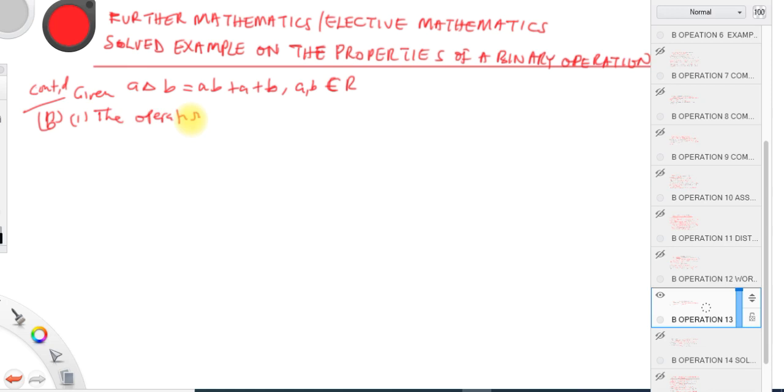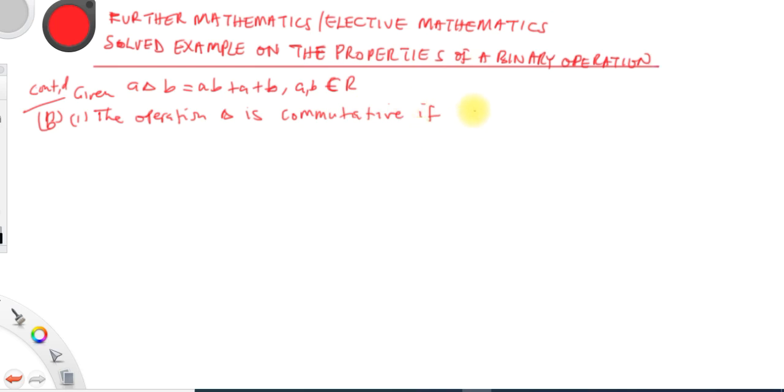So we say that the operation triangle is commutative if A triangle B is equal to B triangle A. We change their position and they are the same. As we know, A triangle B is equal to A times B plus A plus B. So what does it imply?